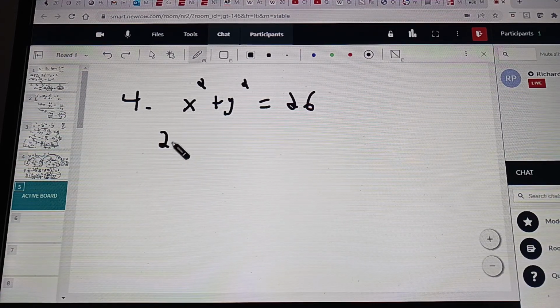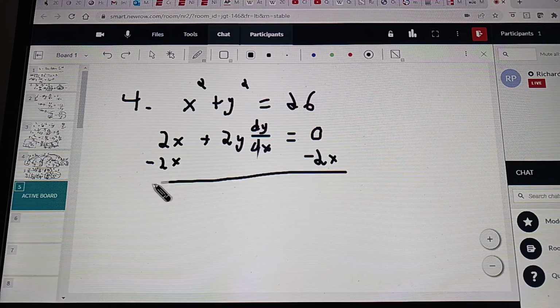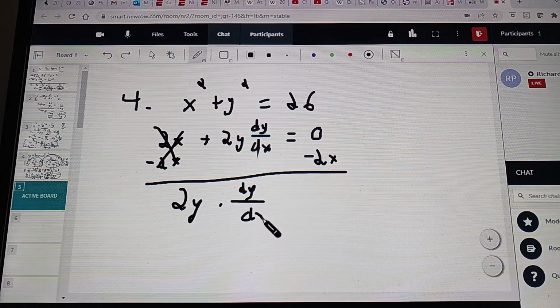So 2x, and that's good on its own. And then this is 2y, but then we need a dy over dx. And the derivative of 26 is 0. So this is kind of like problem number 1, where we just have one term that has dy over dx in it. So isolate that. Two y times dy over dx equals negative 2x. Divide by 2y.